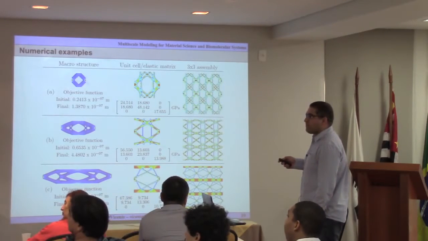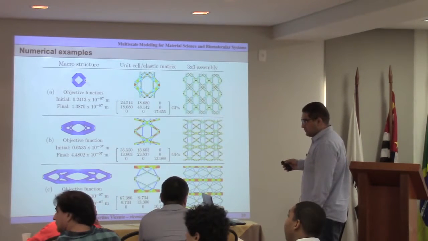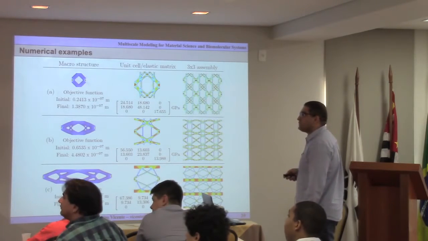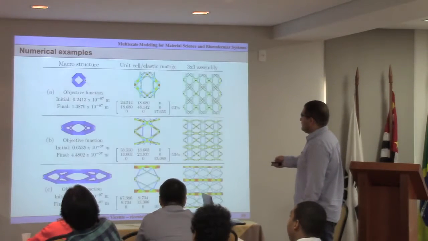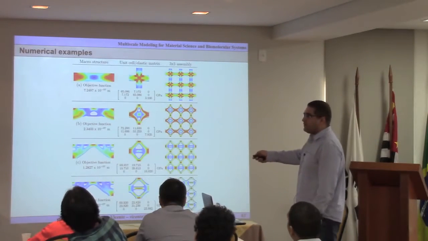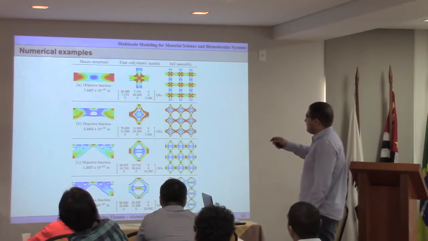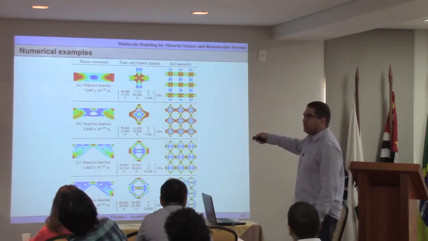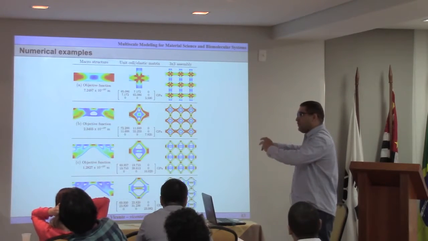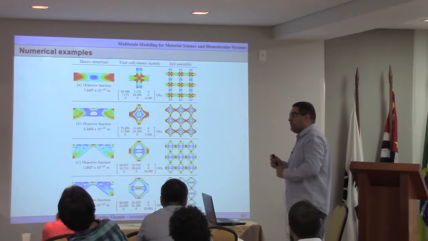I can understand how you can make different shapes, but how can you change the distribution of the material within those shapes? For example, here. Yes. Here we start with the same. We start with 30% of the volume and keep this 30%, only redistributing the material.